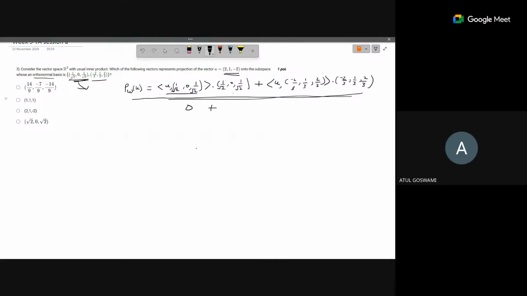For the second one, we take the dot product with this vector, minus 2 by 3, 1 by 3, 2 by 3. So the dot product would be minus 4 by 3 plus 1 by 3 minus 4 by 3, right? And we are multiplying with this vector. What is the dot product? We solve it: it would be minus 8 by 3 plus 1, that is minus 7 by 3, times this vector, minus 2 by 3, 1 by 3, 2 by 3.